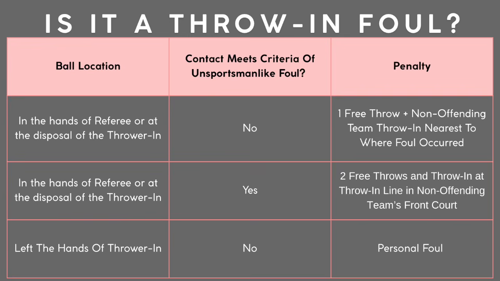If it left the hands of the thrower-in, the throw-in foul is no longer applicable, and we just proceed as we naturally would. So if we have contact that wasn't the criteria of an unsportsmanlike foul, we just have a personal foul. If the team is in a penalty situation, we shoot the 2 free throws. If they're in a non-penalty situation, we just administer a throw-in. If it meets the criteria of an unsportsmanlike foul, then we go to an unsportsmanlike foul, shoot the 2 free throws, and have a throw-in at the throw-in line in the non-offending team's front court.